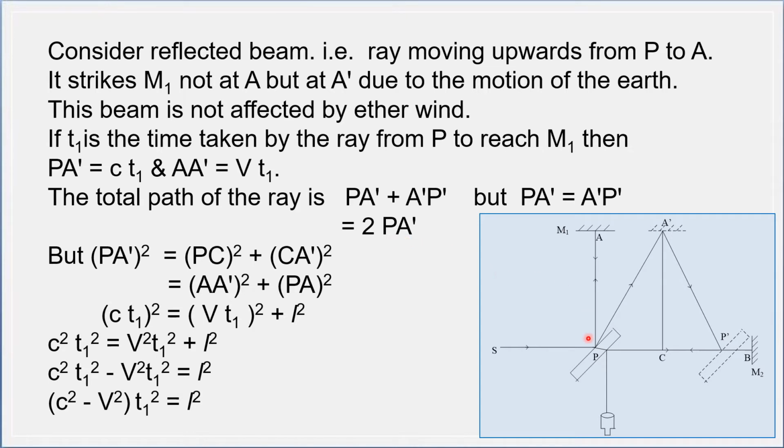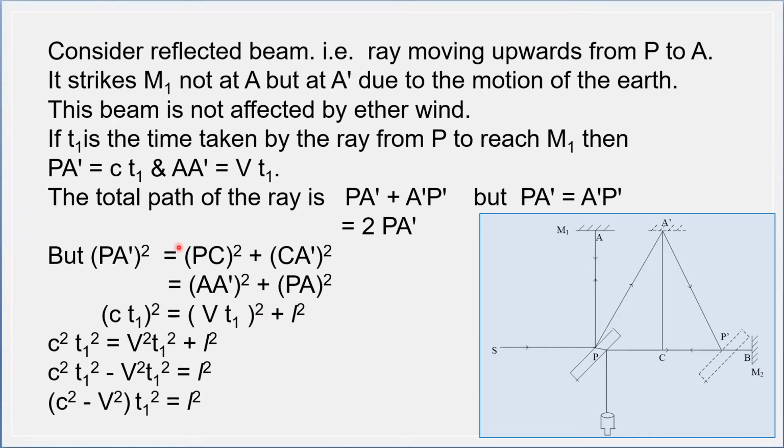Then if you use this right angle triangle, P A dash C, we use the Pythagoras theorem. Square of the hypotenuse equals the sum of the squares of the sides. Hypotenuse is P A dash, so the square of P A dash. The sides are PC and C A dash. So P A dash square equals PC square plus C A dash square. But this PC equals A A dash, and this C A dash is nothing but PA. You can see in the diagram. So you get it like this.